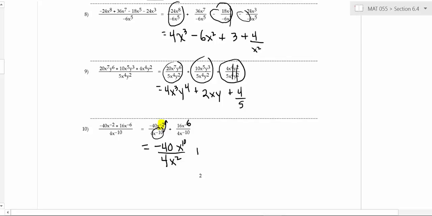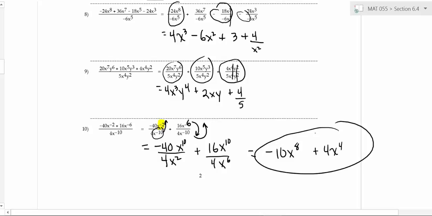Okay, then the next one you're going to have 16 over 4. Take the negative 6 to the bottom. Now the exponent becomes positive. Negative 10 to the top. You have that. Now if you just do that, you're going to do fine because you're doing what you just got through doing. So the answer should be negative 10, x to the 8th on that, and then this would be 4x to the 4th, since there's 4 more x's on the top of the fraction. Okay, does that look okay?